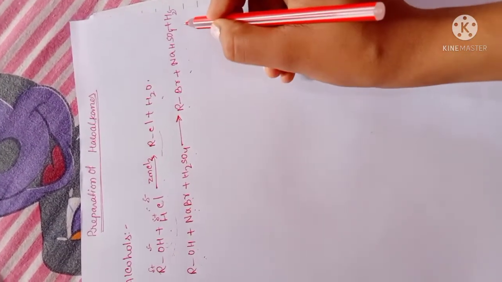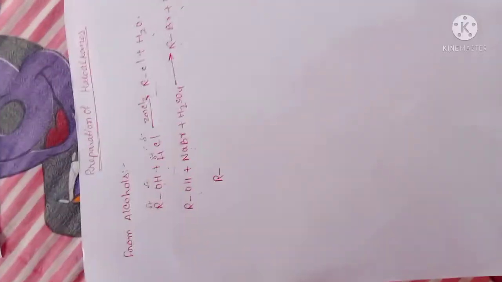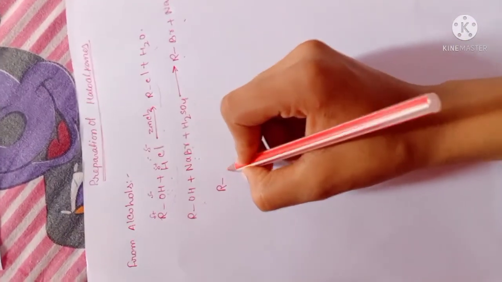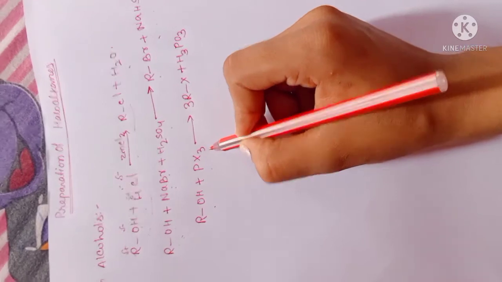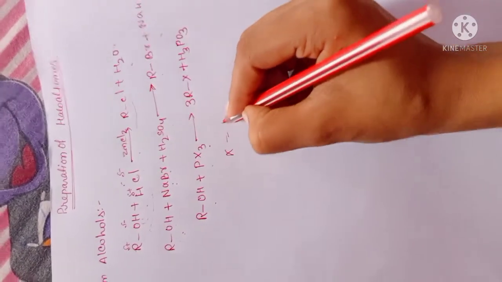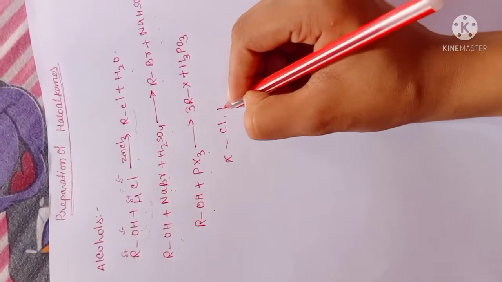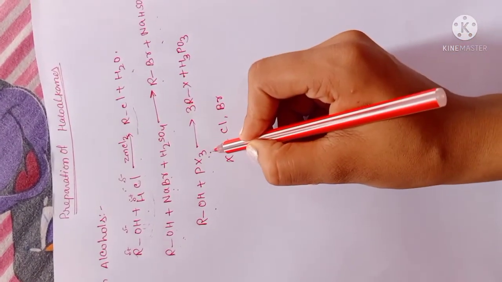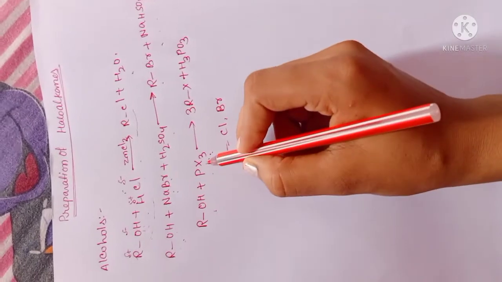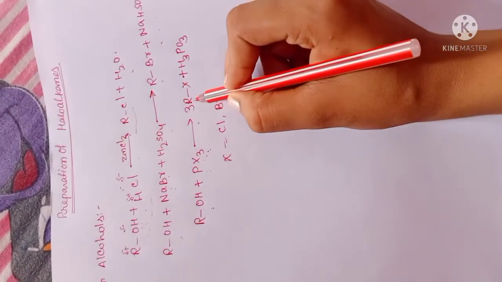And let us take the third reaction, which is ROH plus PX3. Here X means any halogen like Cl and Br. Here it can be PCl3 or PBr3. ROH plus PX3 will give us 3RX plus H3PO3.